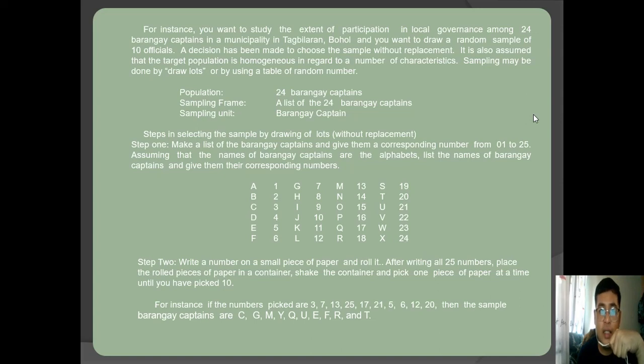So, here is the example. Say, for example, you want to study the extent of participation in local government among 24 barangay captains and municipality in Tagbilaran, Bohol, and you want to draw a random sample of 10 officials. A decision has been made to choose the sample without replacement. It is also assumed that the target population is homogeneous.